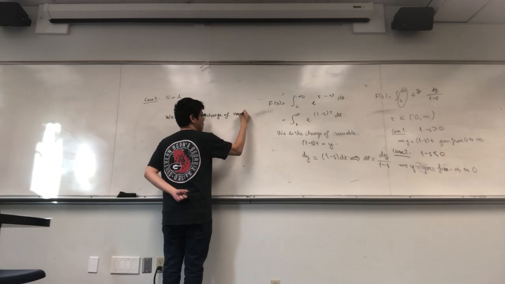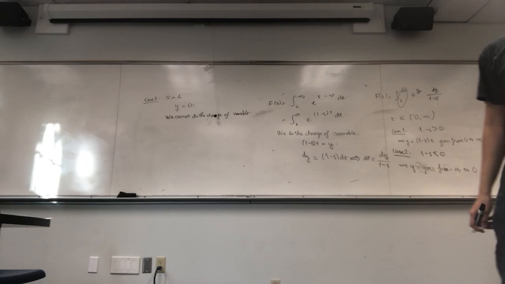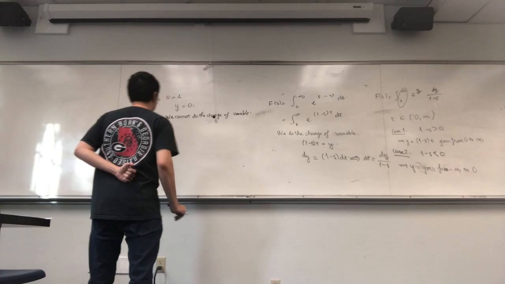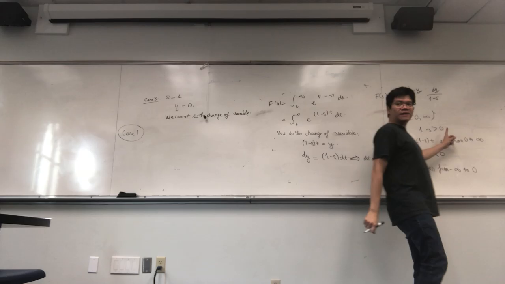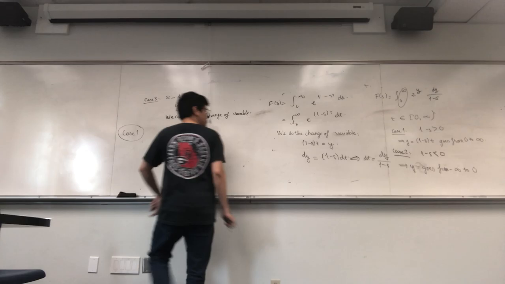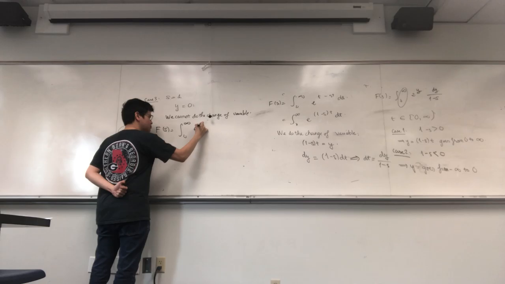So if s is 1, you cannot do the change of variable. Alright, so let us consider each case separately. The easiest case will be case number 2, but let's consider case number 1 first. In case number 1, 1 minus s is positive, the interval of y is from 0 to infinity, which means that I have to do the integral from 0 to infinity of e to the y dy over 1 minus s.